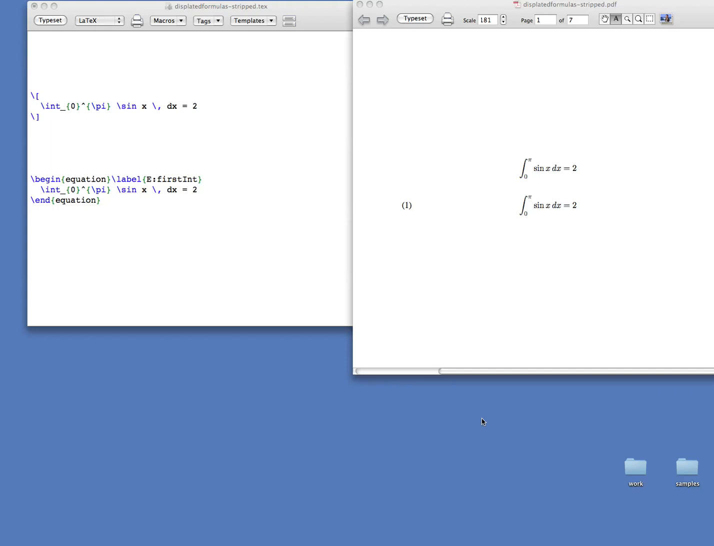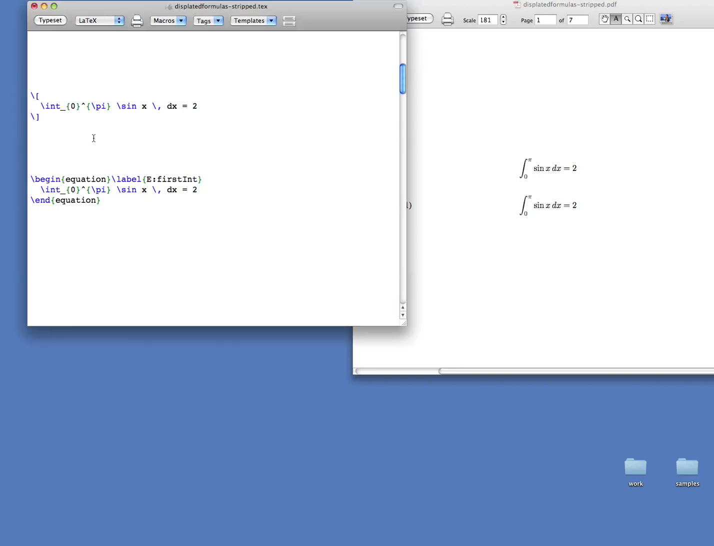Hi. In this presentation we are going to talk about displayed mathematical formulas. This is the displayed mathematical formula you have already seen. This is how it was typeset.